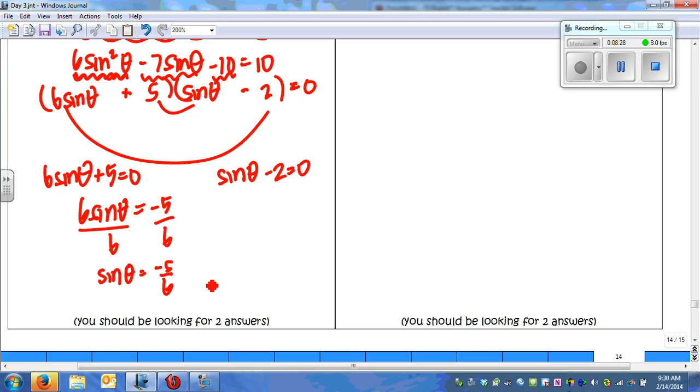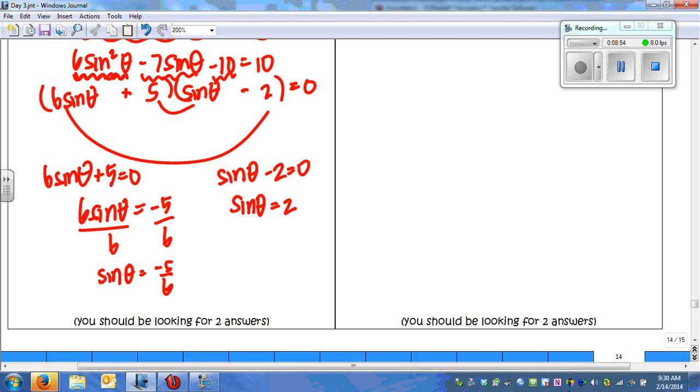Let's solve the other equation for just sine theta. All that is a matter of adding 2 to the other side. Now 5/6 and 2, those should look a little bit weird to you as far as signs are concerned. I didn't memorize anything that has a sine of 5/6. I don't think anyone did unless you're a freak. There's another way to do that, the calculator.